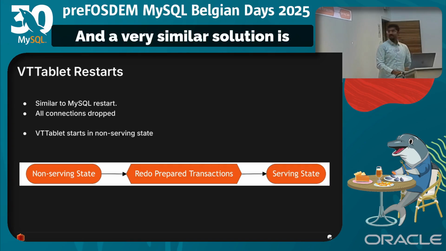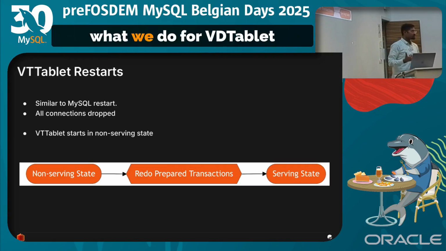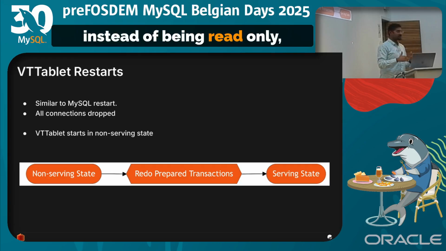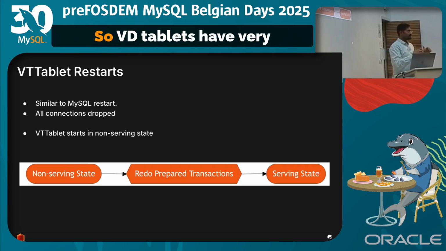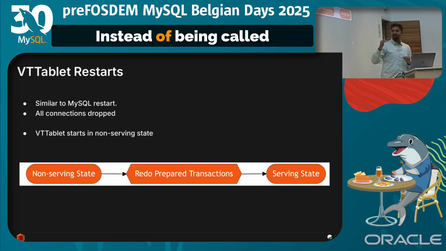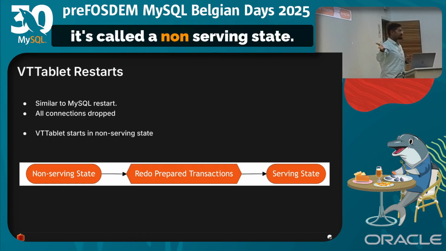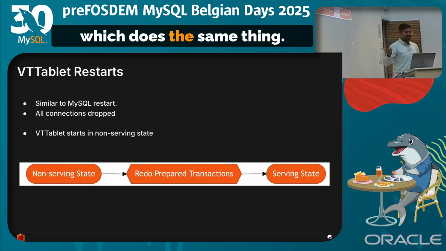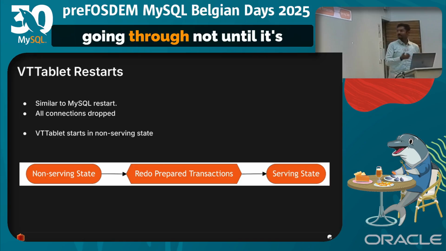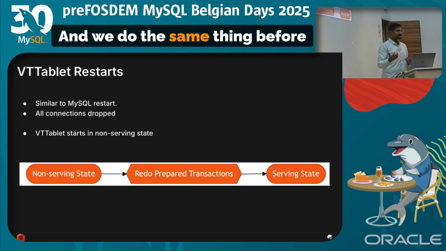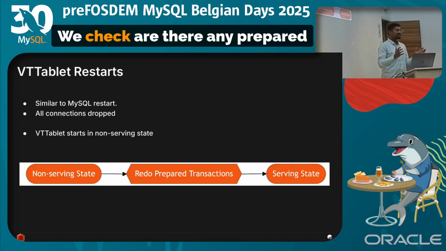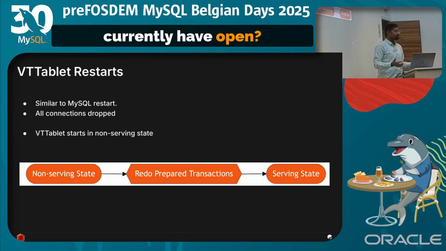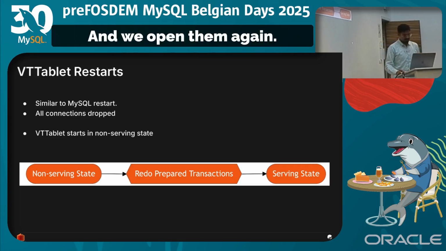Exactly. And a very similar solution is what we do for VT tablet restarts as well. The property here that we use, instead of being read-only, is called a serving state. So VT tablets have a very similar property. Instead of being called a read-only state, it's called a non-serving state. And when a VT tablet restarts, it again starts in a non-serving state, which does the same thing. It prevents write queries from going through until it's in a serving state. And we do the same thing. Before it transitions to a serving state, we check: are there any prepared transactions in the MySQL metadata that we don't currently have open? And we open them again.